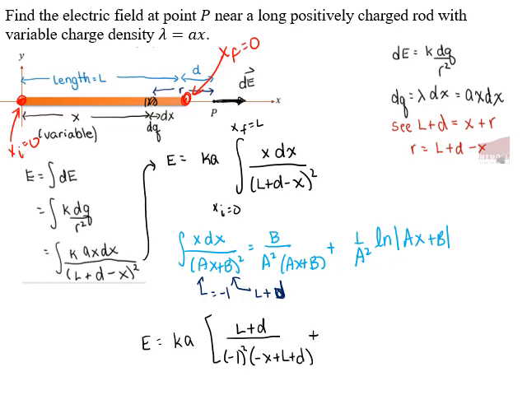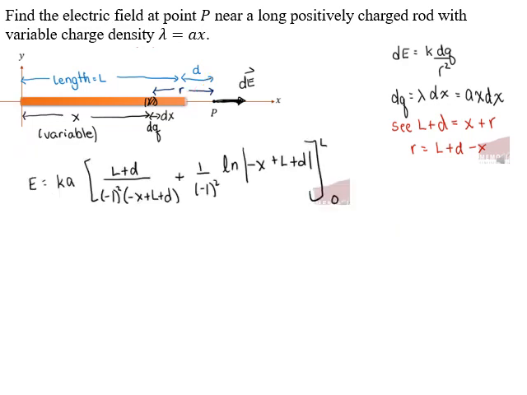And then we're adding 1 over a squared times the natural log of (ax, which is minus x, plus L plus d). And then this all has to be evaluated at L and 0. Let's keep going now. For our first step, we'll recognize that minus 1 squared is just 1, so we don't have to fuss about those.